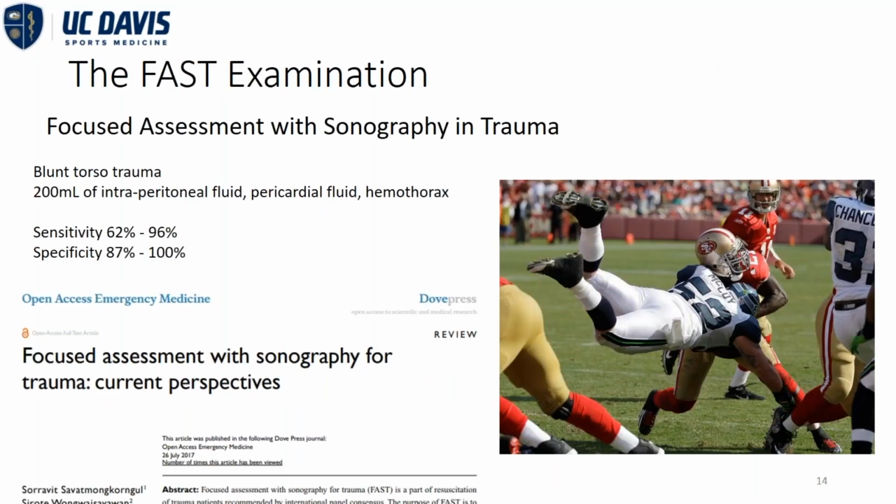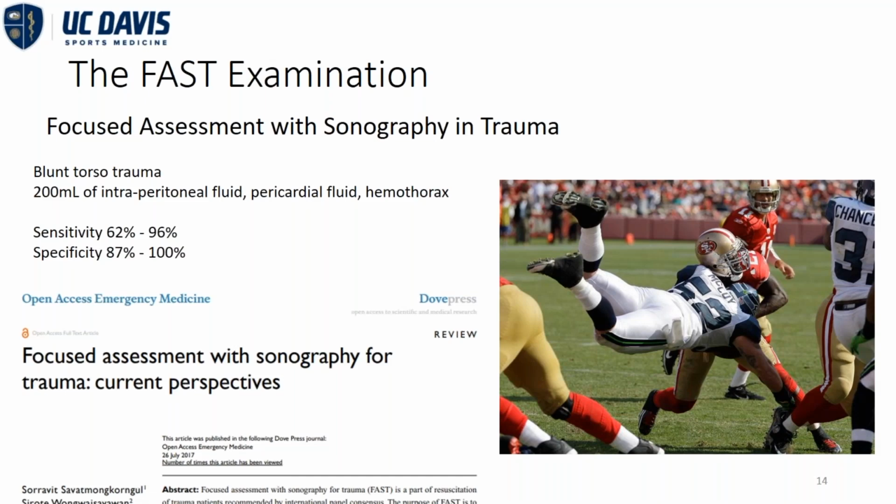Let's get on to what the FAST examination is. Focused Assessment with Sonography in Trauma. What this is useful for is identifying 200 milliliters of intraperitoneal fluid, pericardial fluid, or a hemothorax in the setting of blunt torso trauma. Now, football players, rodeo competitors, skiers, there's so many variety of sports where just normal sporting events, you absolutely can have enough forces transmitted to your torso to produce positive findings.